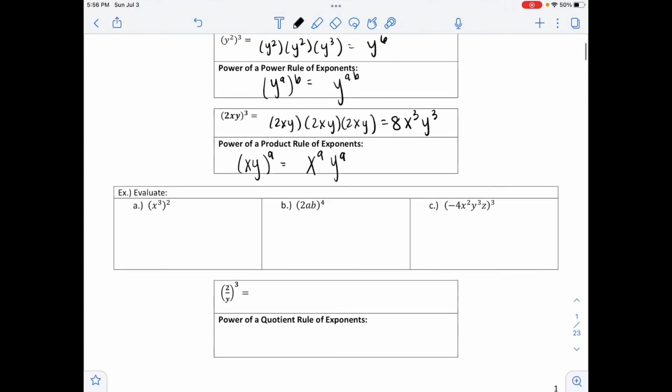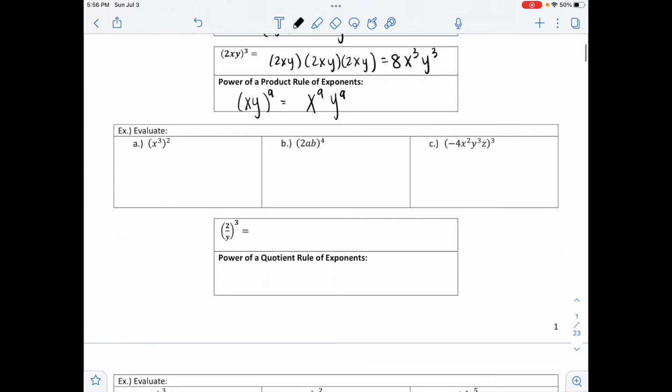The example right below says evaluate x to the third squared, and so we'd multiply those exponents together and get x to the 6th. For b, it's 2ab to the 4th power, so we're going to have 2 to the 4th power, a to the 4th power, and b to the 4th power, or 16, a to the 4th, b to the 4th. Then the next one that we have is c, which is negative 4x squared y cubed z, all raised to the 3rd power.